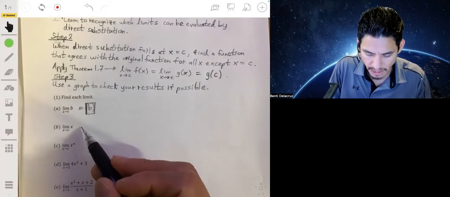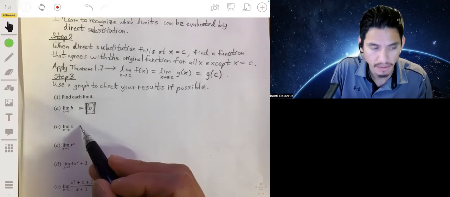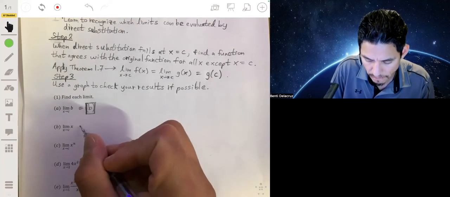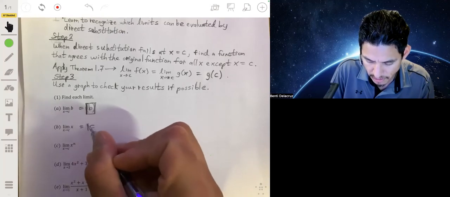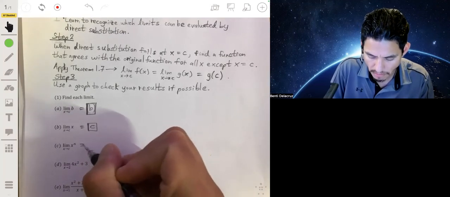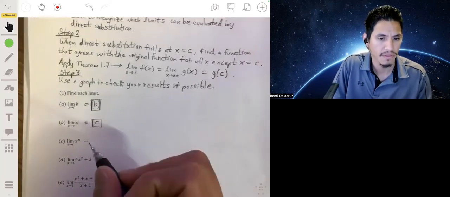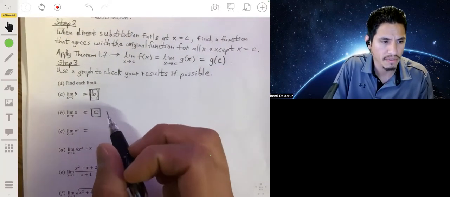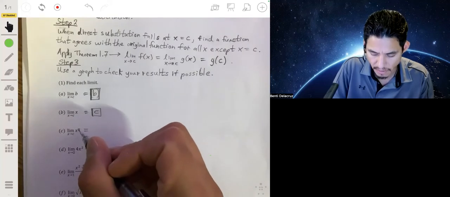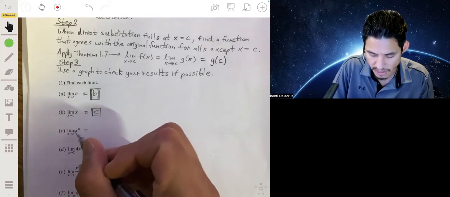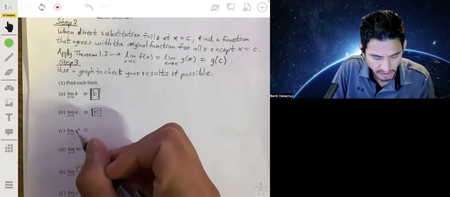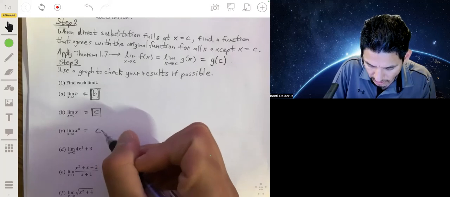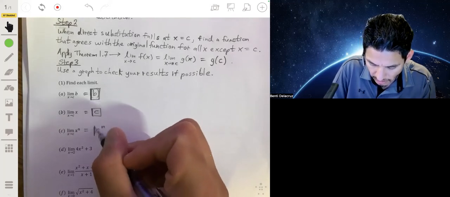The second one is an example of that other basic property. So the limit of x as x approaches c, we can just plug in that c value for x, so it'll just be equal to c. The third limit is an example of the third property that we went over when we have an exponent. Remember that exponent is fixed, so we have the limit of x to the n as x approaches c. We can just simply plug in c for x, and we'll get c to the n as our limit.